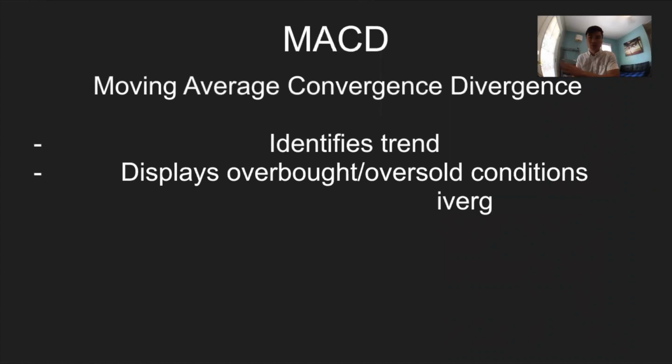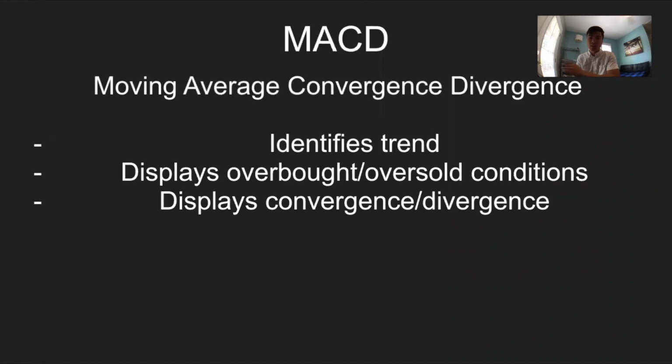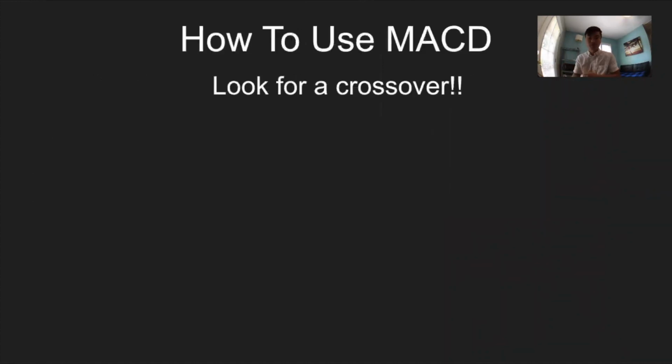And if we get a little more advanced, we care more about convergence and divergence. I'm not going to talk about that in this video. That's a little more advanced, so if you're curious about that, we can do it with further research. Anyway, how do we use the MACD? We're going to look for crossovers, just like we do with the moving average.